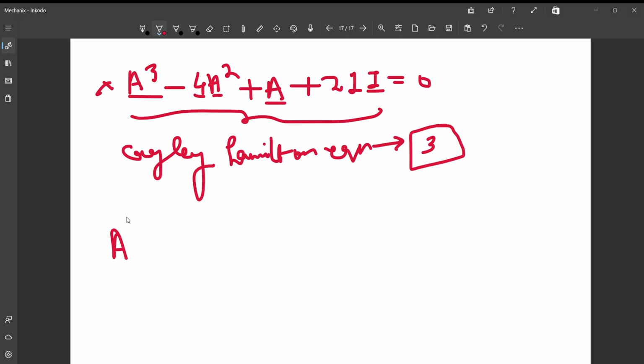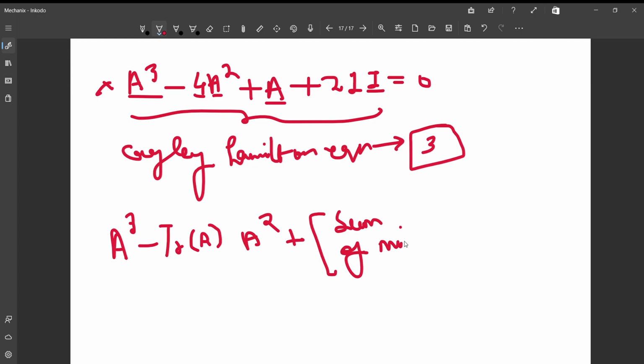What it actually represents is A cube minus trace of A into A squared, where trace means nothing but the sum of the diagonal elements of a matrix, plus the sum of minors of diagonal elements, minus modulus of A into I equals 0. What I mean by modulus is actually the magnitude of the matrix.